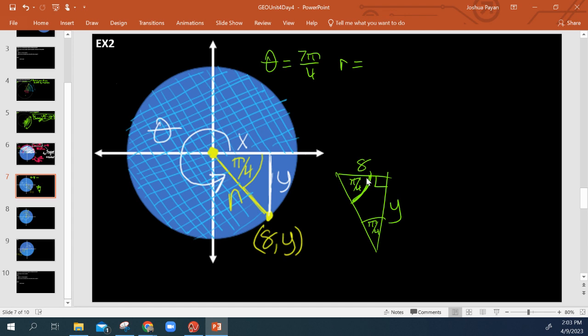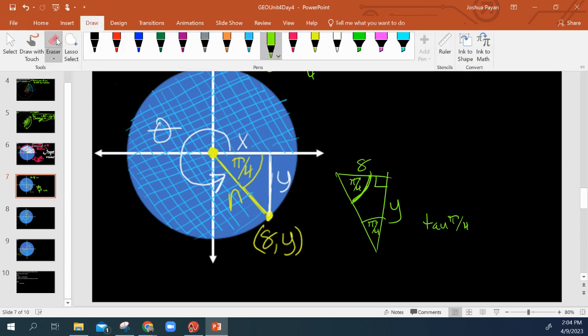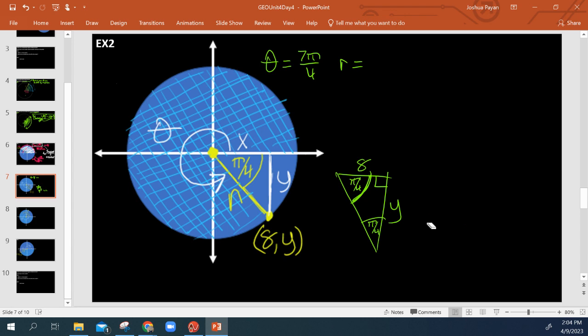But again, I don't want to blow anyone's mind. Let's pretend you didn't know that. We could simply do tangent of pi over 4. And I already know the y coordinate's going to be... actually, what am I doing? We don't need the y coordinate. We need the radius. So we're going to 100% not do tangent. We're going to do cosine of pi over 4. And I already know the radius is going to be 8 times the square root of 2, but you'll see here in a second.